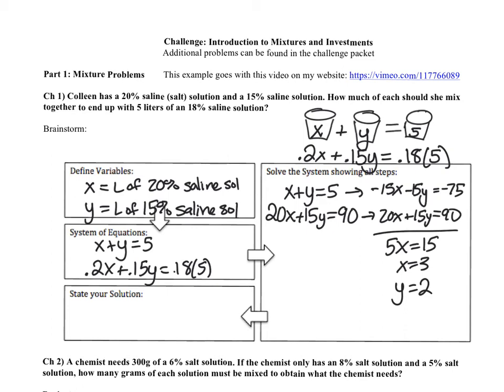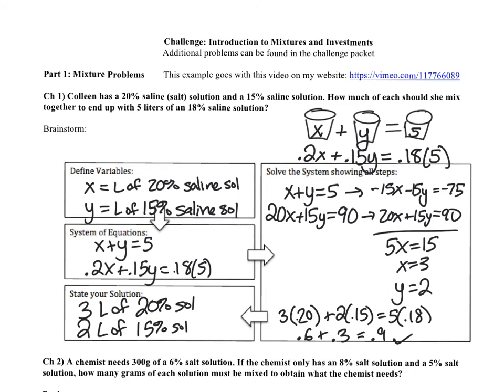So we should check that we do in fact have 5 liters, which we do, and that if we take 3 liters of a 20% solution plus 2 liters of a 15% solution, then we will end up with 18% of 5 liters. And so we can check that right here and see that it does. Don't forget to answer the question that was asked.